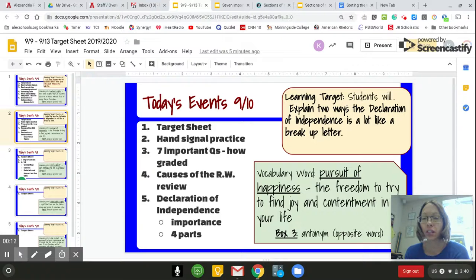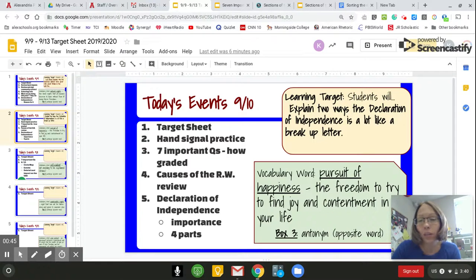So our target for today is to explain how the Declaration of Independence is a lot like a breakup letter, which seems really odd, but it is. We are breaking up with Great Britain. We are one of their colonies, and when a colony breaks away from its parent country, you do need to explain that. And a lot like a breakup letter, when you're breaking up with somebody, you should maybe explain a little bit why you're doing that. So we're comparing the two. So just bear that in mind, a little odd, but it works.